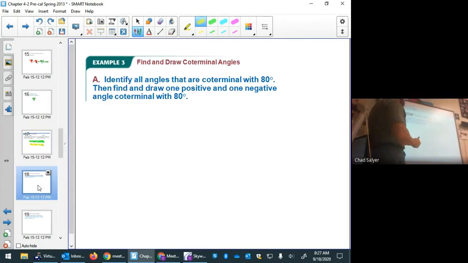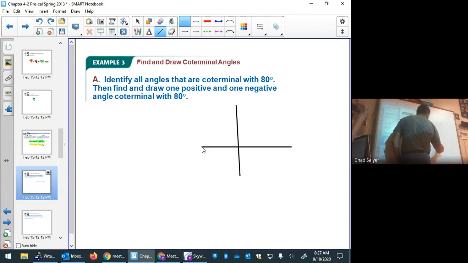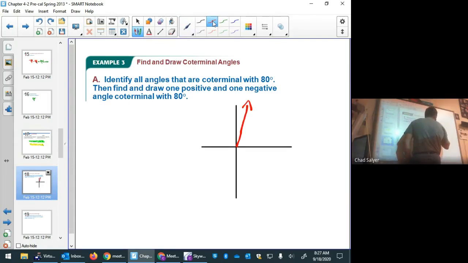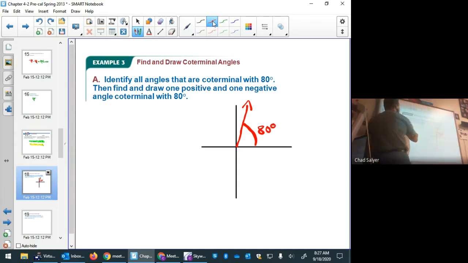Okay, so let's do some coterminal angle work. Identify all angles that are coterminal with 80, and then find one positive and one negative and draw it. First of all, let's sketch 80 degrees itself. So 80 degrees is just less than a right angle. So it's going to look something like this. Now, every coterminal angle is going to be 80 plus 360 n degrees, where n is an element of the integers. So this is every possible one. And they say find one positive and one negative.